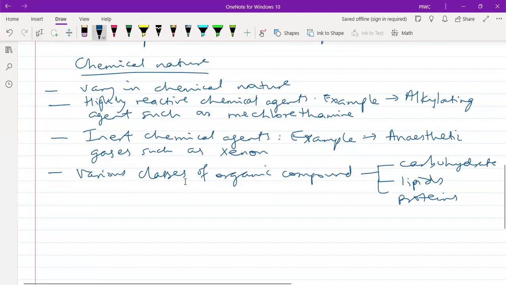We could also have those that are weak acids or bases. We have weak acids or bases. So we see varying chemical natures.